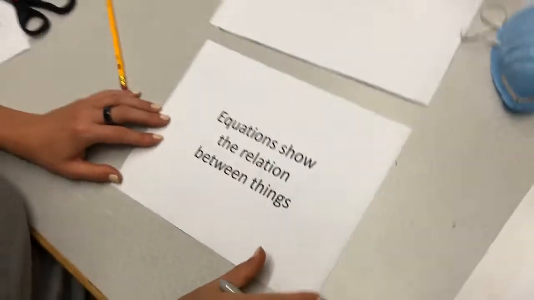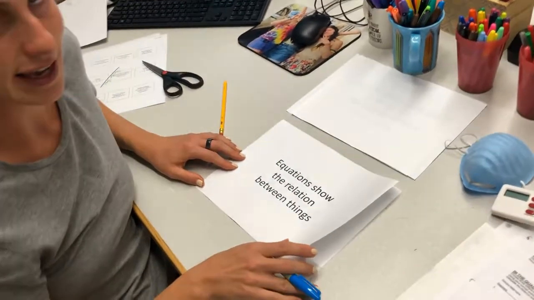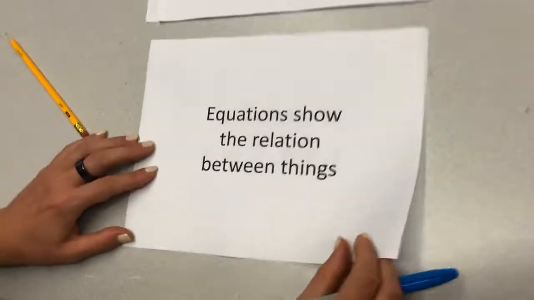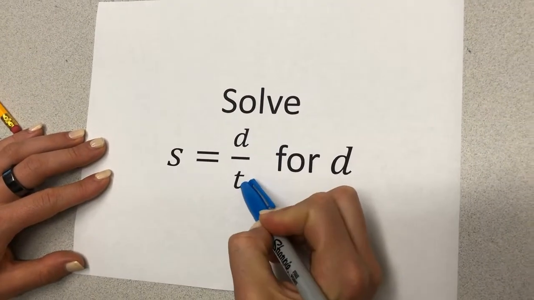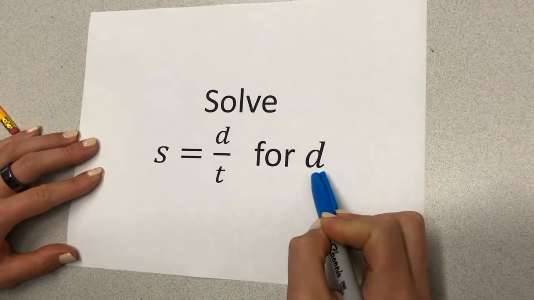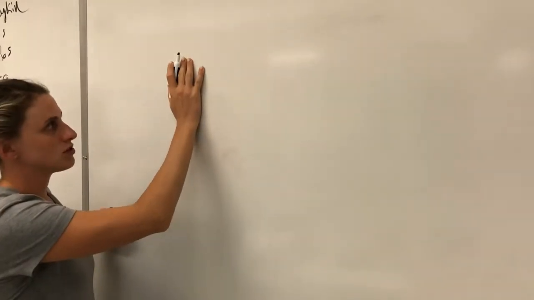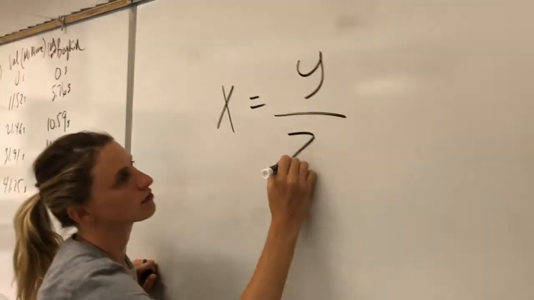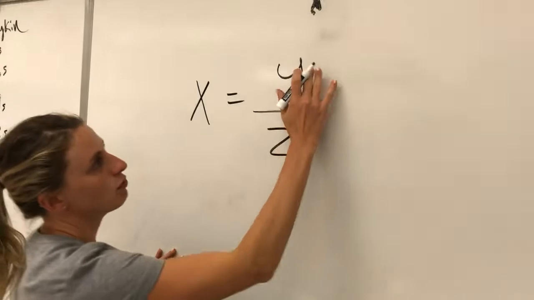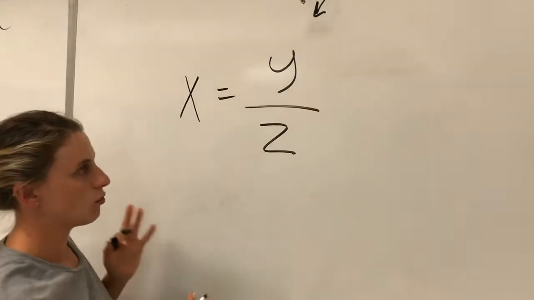All right, so equations show the relationship between things. And here is an equation that shows the relationship between distance and time. If we wanted to solve for d, how will we do this? Let's take a look. All right, we are not going to use speed equals distance over time yet. We're going to use some different variables. So, how would we solve this for y? How will we do this?